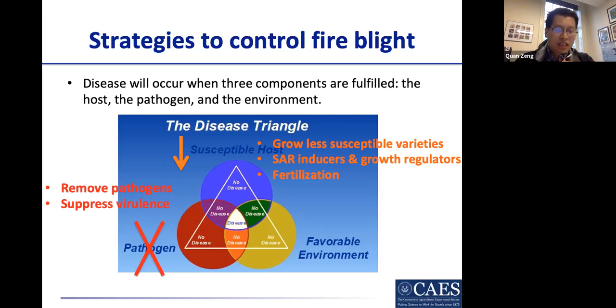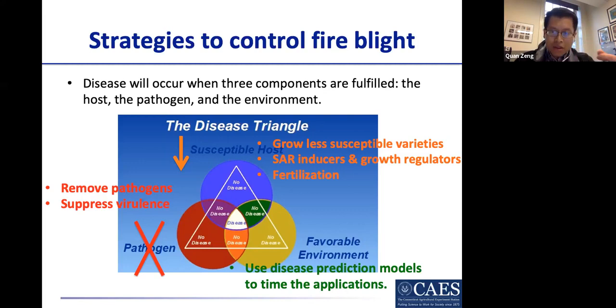Some researchers have also tried using virulence inhibitors to suppress the pathogen's virulence as a strategy to limit disease occurrence. Currently, those strategies are under field trials and already show some promising results. Another way is that we can use disease prediction models to time the spray applications to when the environment is the most favorable towards infection.